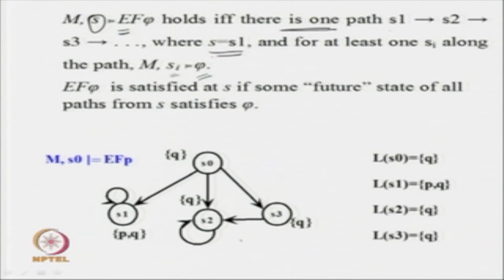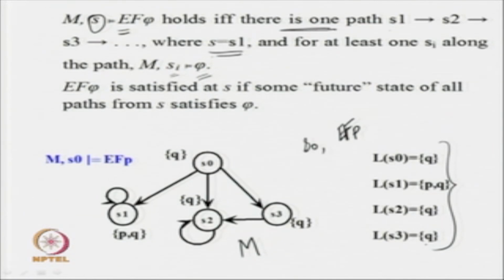Again look at this particular model M, and my state of concern is s0 and the formula is EF p. There exists a path in future where p holds, and this is the labeling function that we have: p, q in state s1, in s2 q is true and in s3 q is true.